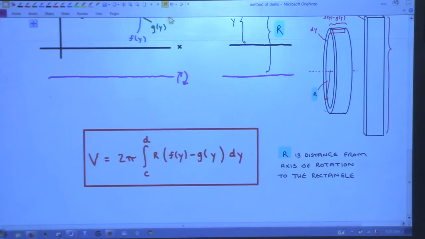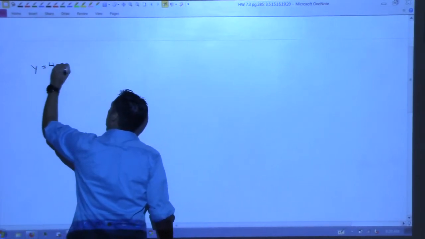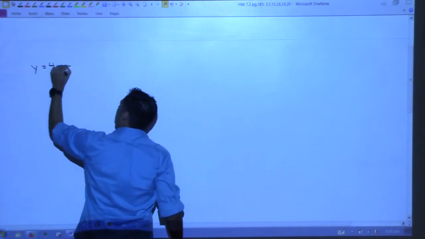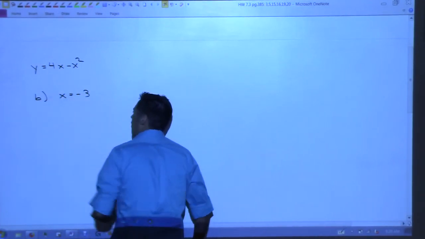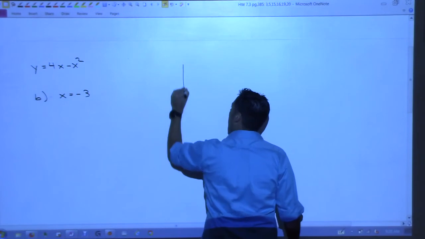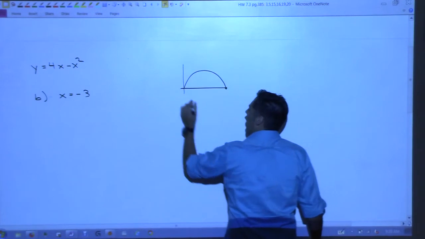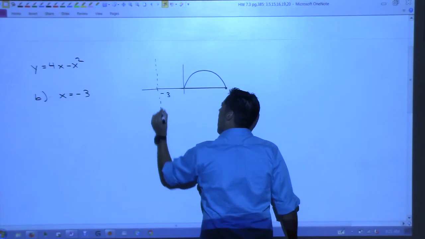All right, I'm going to go back to this example we were working on. Is this making sense or not? Okay, so we had the curve y equals 4x, no, I said 4x, I wrote 4. Okay, 4x minus x squared, and we were on part B where we wanted to rotate this around x equals -3. So when I do my drawing here, here's my region, my axis of rotation is here now.